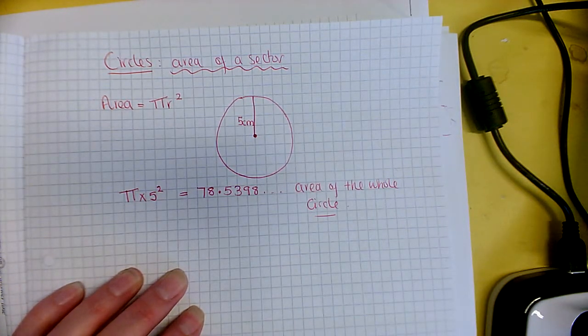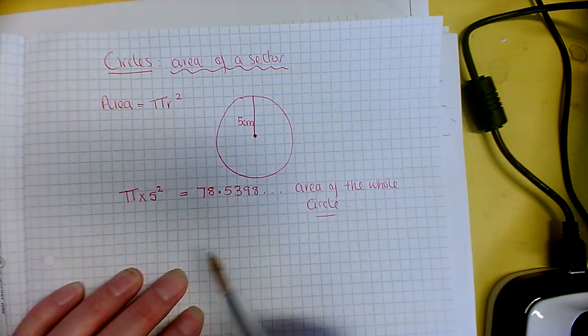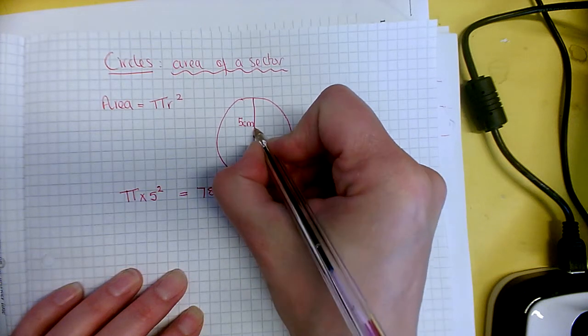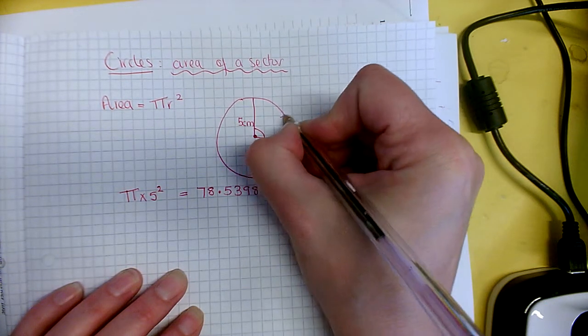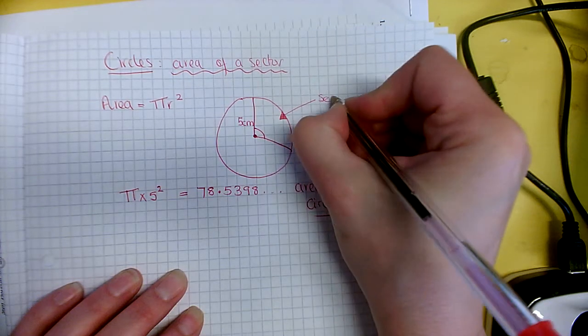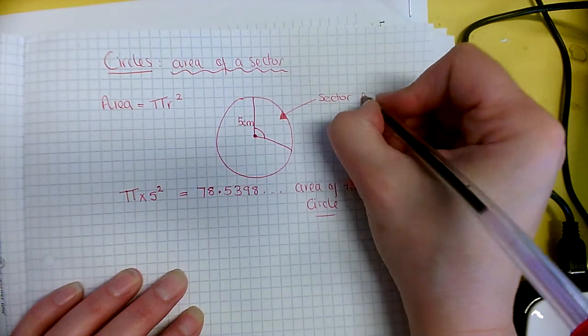Now actually, the exam question hasn't asked me to calculate the area of the whole circle, but it's asked me to calculate the area of this little chunk here, this sector. This is called a sector. So it wants me to know what this sector area is.